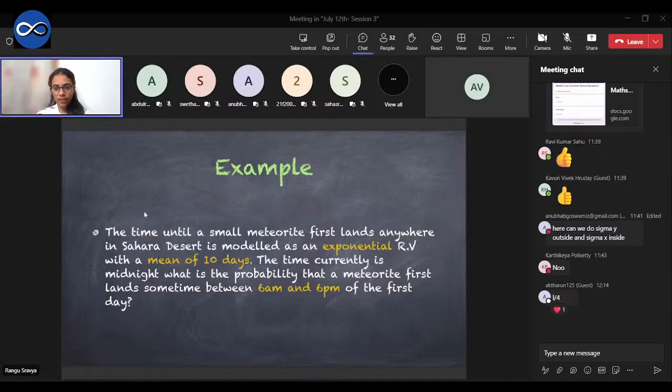So, given it is an exponential random variable and the mean is given to be 10 days, we know that the mean for an exponential random variable is 1 by lambda, which is given to be 10 days. That means the lambda value is given for us. And we need to find the probability between 6 a.m. and 6 p.m. of the first day. If we convert it into days, that is basically 1/4 of the day and 3/4 of the day. Between that, what's the probability that the meteorite lands? Maybe you can try it for a minute.